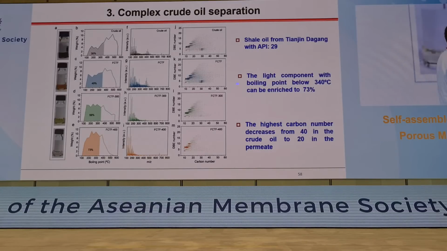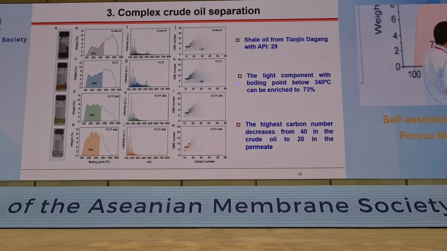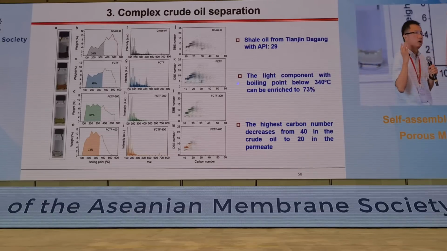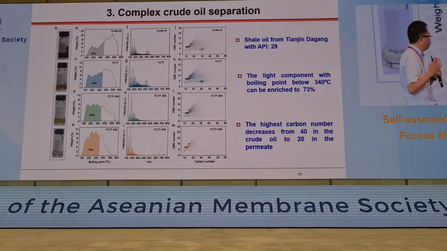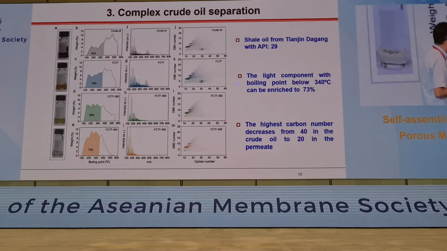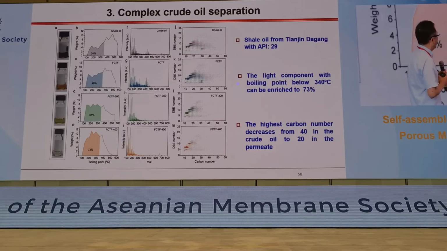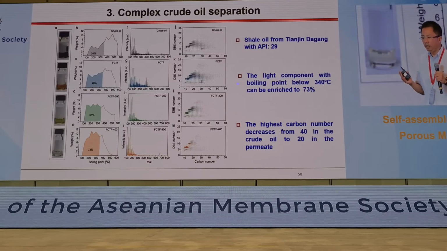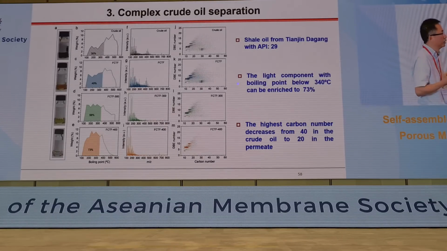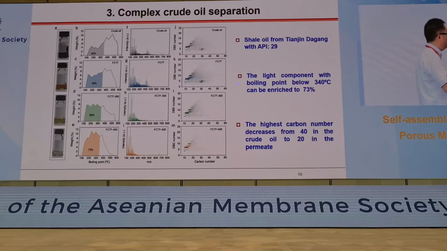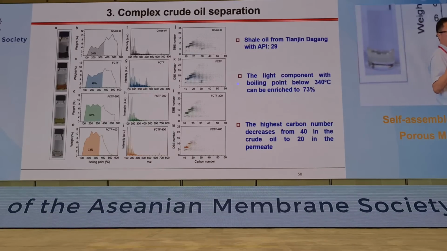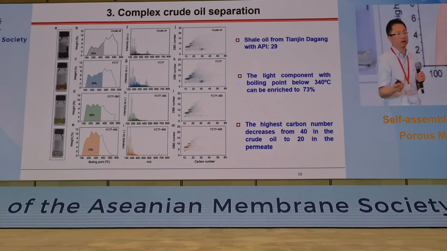The second important result is the highest carbon number will gradually decrease from 40 in the crude oil to 30 and finally to 20 in the permeate. In other words, if we control the cross-link degree, or we control the cross-link temperature, we can realize the fractionation of the crude oils into different components.